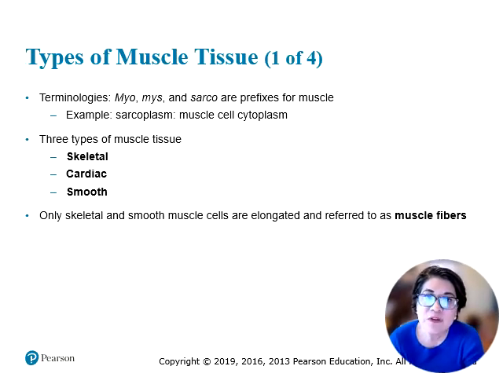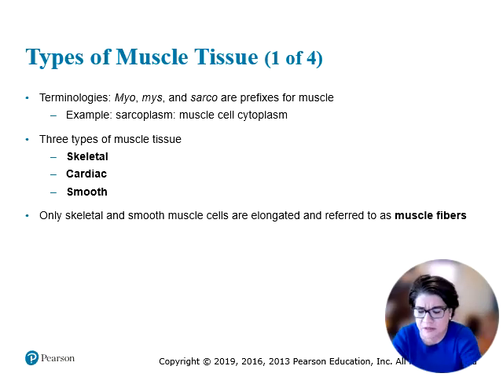Okay, anything with the terms myo, mys, or sarco has to do with muscles. So if you see those prefixes, that's muscles. An example is sarcoplasm, which is the cytoplasm in muscle cells. Muscle cells are really weird shaped. They're different from other types of cells that we've seen. There's 3 types of muscle tissue: skeletal, cardiac, and smooth. The skeletal and smooth are longer, and they're considered muscle fibers, and the cardiac muscles are not.